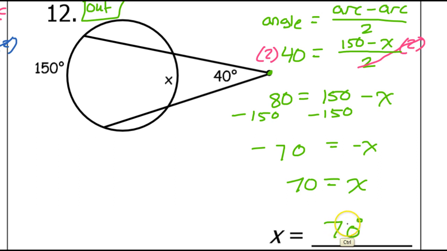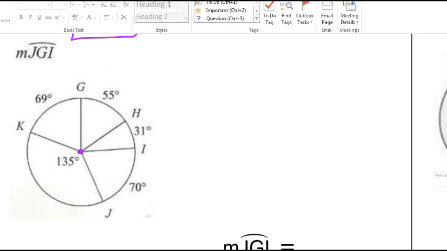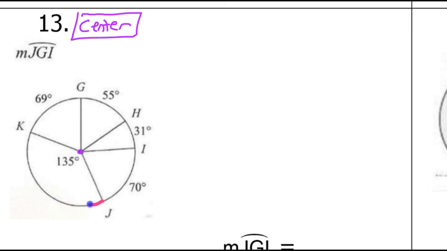Any questions about number 12? All right, for number 13, this angle is at the center. So focus on that. That means the arcs and the angles will all be the same. So what are we supposed to find? Arc JGI. So look, here's arc JGI. It's going around the long way.